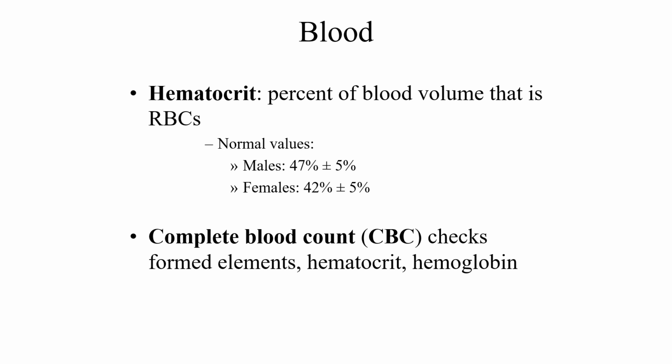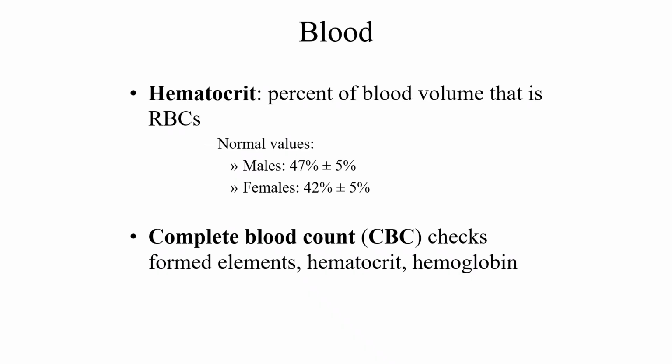The hematocrit is going to show the proportion of red blood cells in the blood, which helps us assess the body's ability to transport oxygen. Okay, so normal values for male is a hematocrit of about 47% plus or minus 5%. In females, about 42% plus or minus 5%.